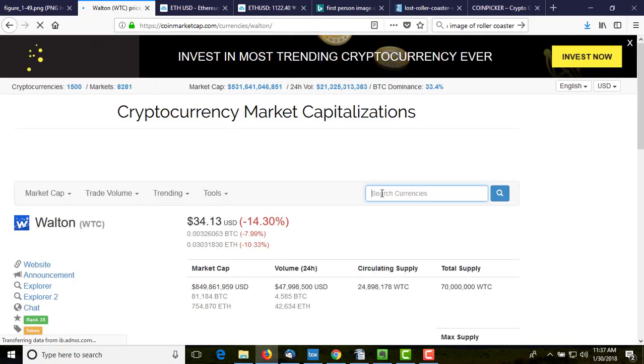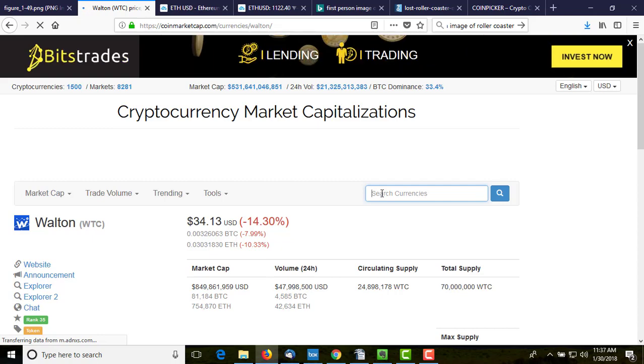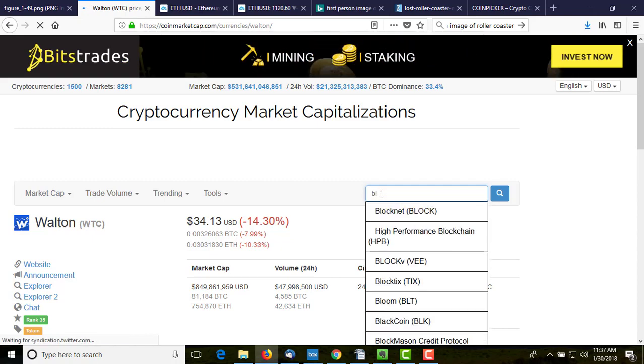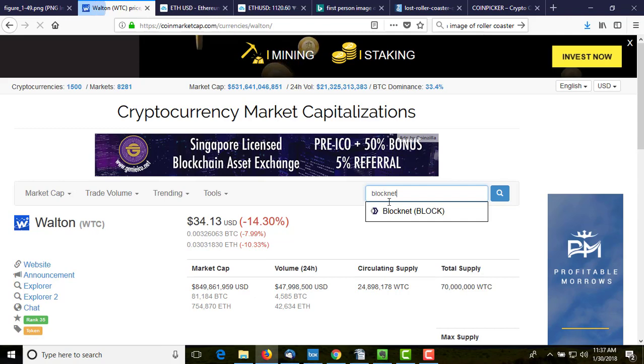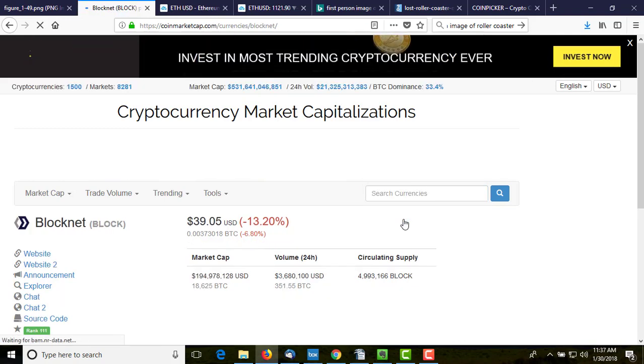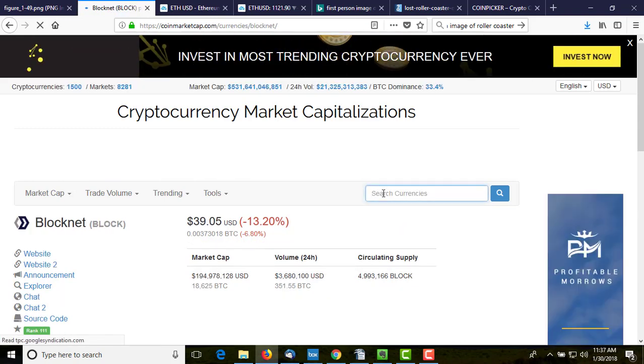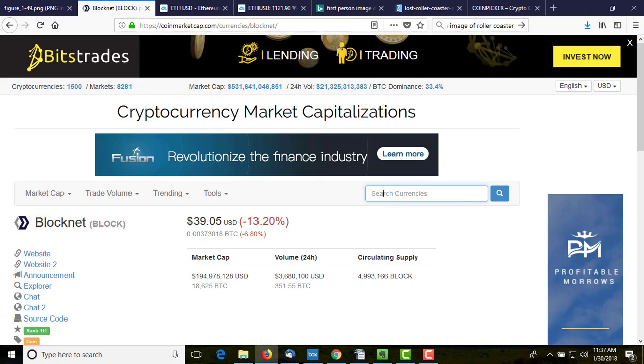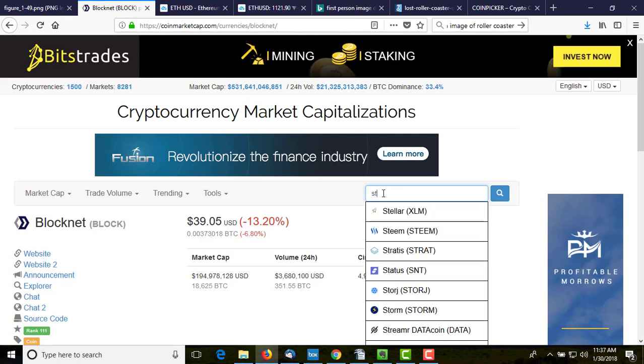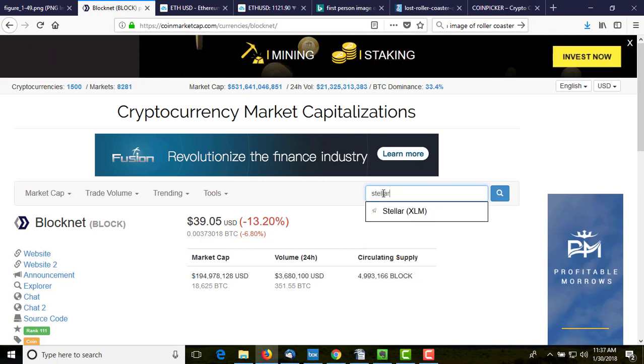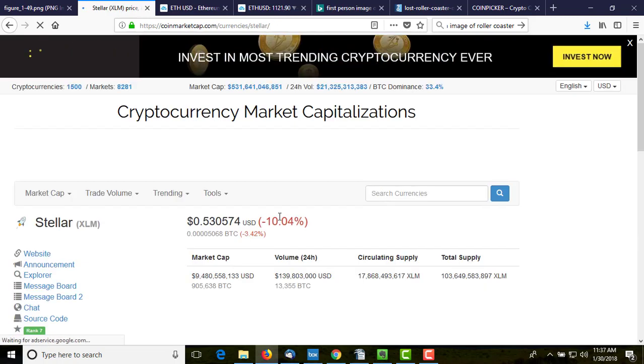So Walton has dropped, but if you bought it when I said to buy it, you're still in major, major positive territory. Let's see about BlockNet. BlockNet was moving opposite. BlockNet has dropped back a little bit. It had gone too far. I had mentioned that. Let's see about Stellar. In fact, I think almost everything is probably dropping today. But not as much.